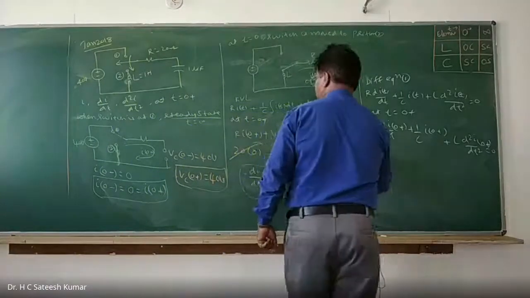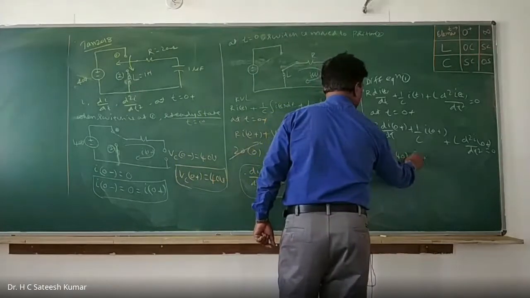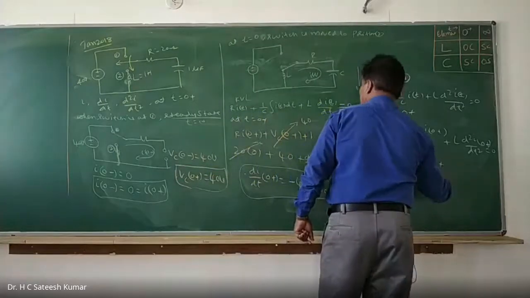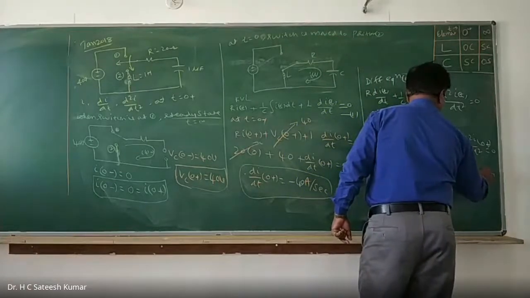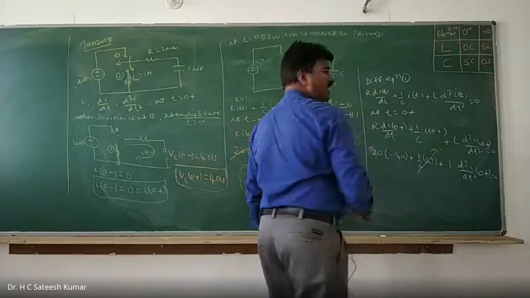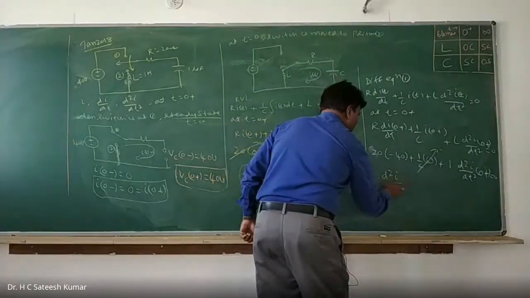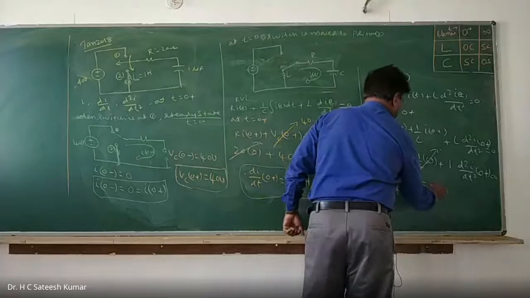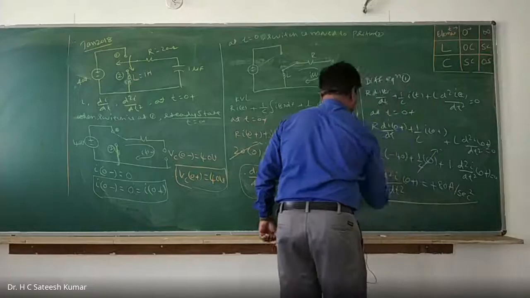R is how much? R is 20. 20 into minus 40 plus 1 by C into I of 0 plus, which is 0, plus L, which is 1, into d squared I divided by dt square at 0 plus is equal to 0. Now this will be 0 anyhow. 40 into 20, 80 minus 80. Transfer to the right hand side, you will get plus 80. Therefore, d squared I divided by dt square at 0 plus is equal to plus 80 amperes per second square. That's all.